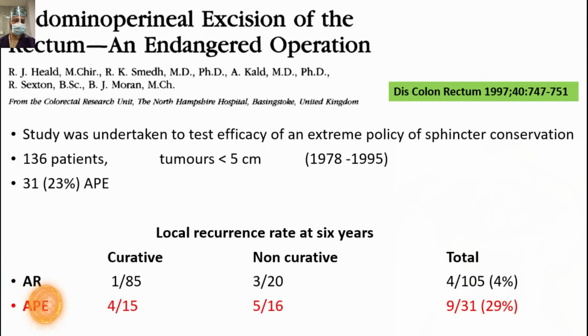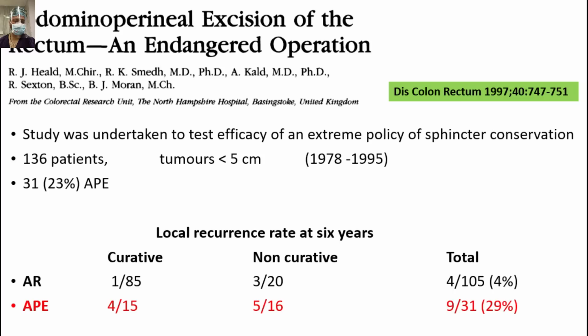So friends, this is a paper by the St Mark's group, who are the pioneers. They undertook this study to test the efficacy of an extreme policy of sphincter conservation, that we should try to conserve the sphincter in case of a low rectal cancer as far as possible. Tumors less than 5 cm from the anal verge were considered. There were 136 patients, out of which 31 underwent abdominoperineal excision or the APR.